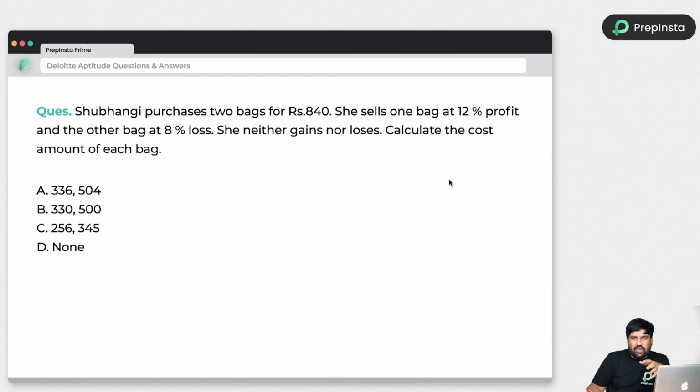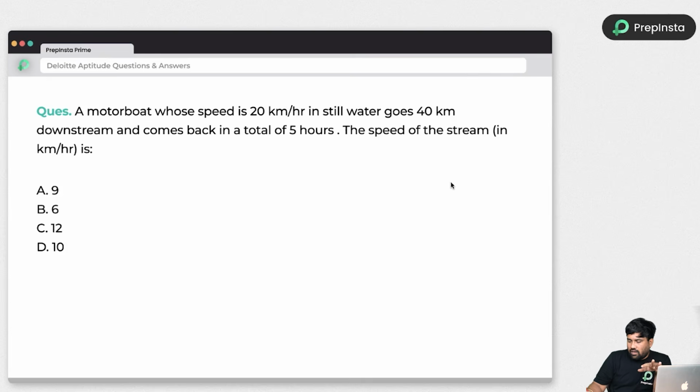Okay, so I can't teach everything in one video. That's why I'm randomly telling you a few shortcuts, not all the shortcuts actually. A few shortcuts as per the requirement I'm telling you. Okay, just look at the next problem.